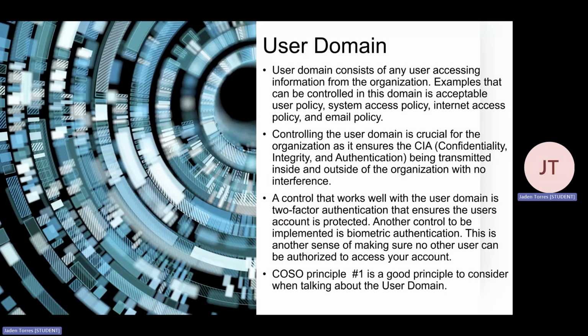Another control to be implemented, kind of piggybacking off of two-factor authentication, is biometric authentication. This is another form of authentication, but what's unique about this is biometric authentication is basically you. So this can revolve around eye scans, facial scans, fingerprint scans, anything that is biologically attached to you can be used for authentication to access certain information.